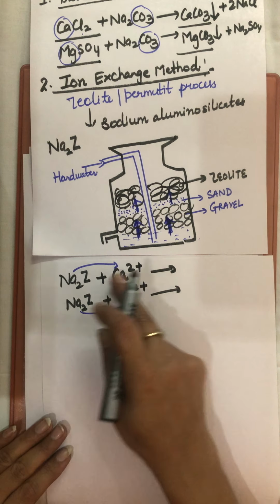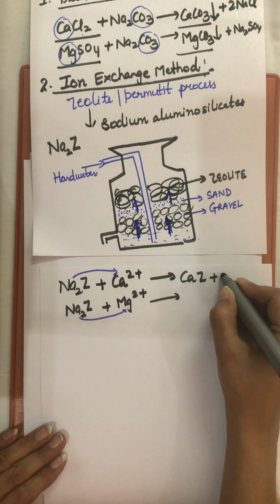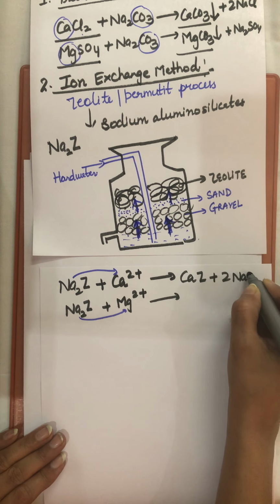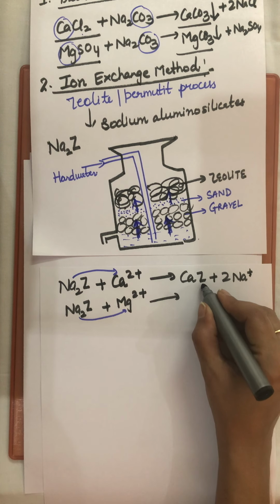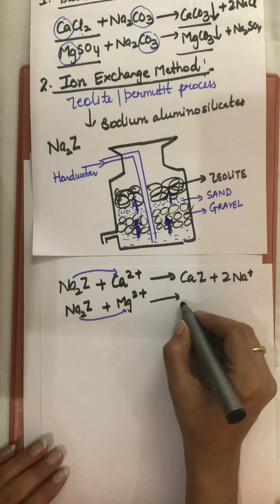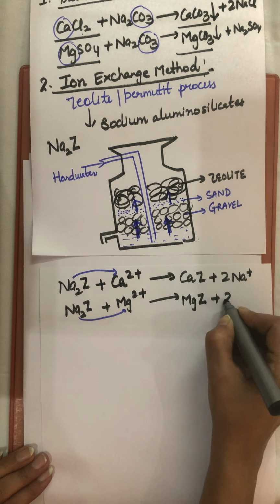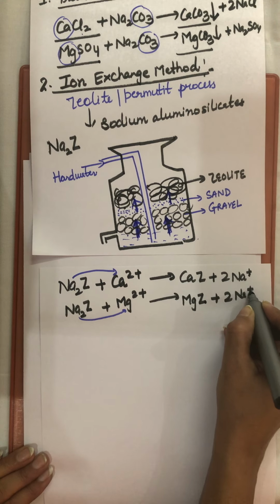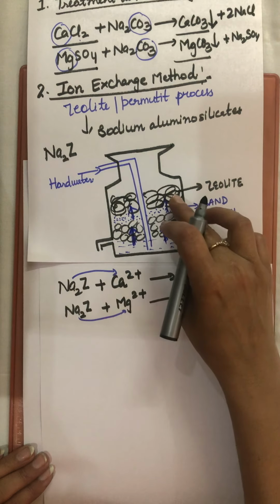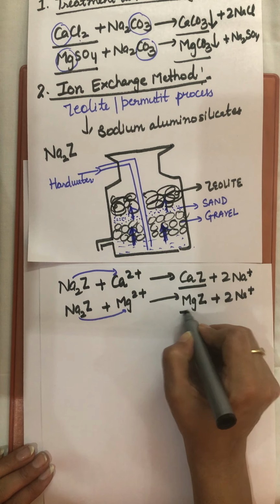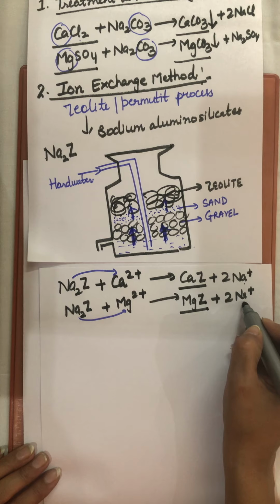So when calcium comes here, this formula will become CaZ and Na will come out. This will go into the water while calcium will remain with the zeolite. Similarly here, magnesium will combine with zeolite while Na will go into the water. So this reaction will take place here at the zeolite. So zeolite has changed to CaZ and MgZ, while sodium ions will come in the water.